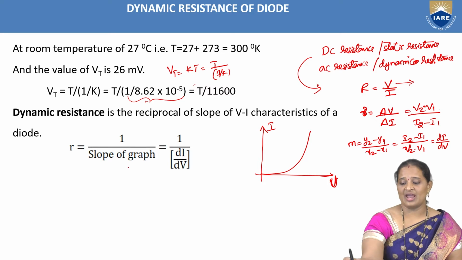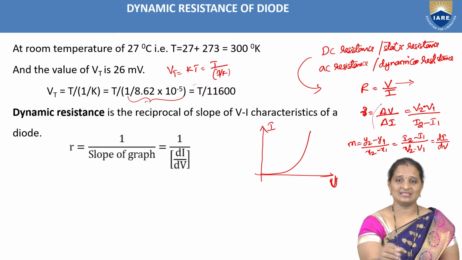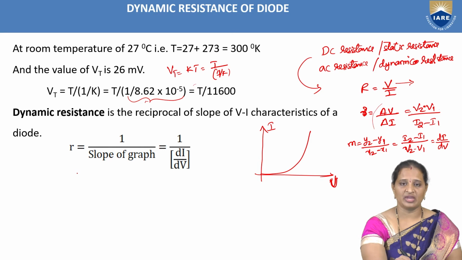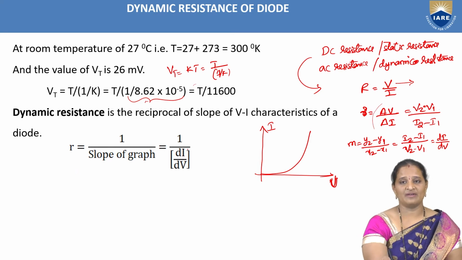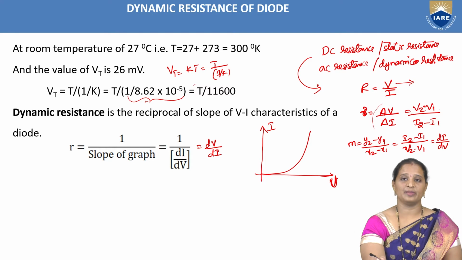Whereas the dynamic resistance is given by dV by dI, and hence I can say that the dynamic resistance is also defined as the reciprocal of slope of VI characteristics of a PN junction diode. That is 1 divided by dI by dV, which equals dV by dI.